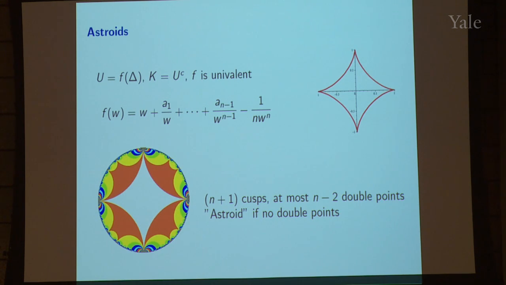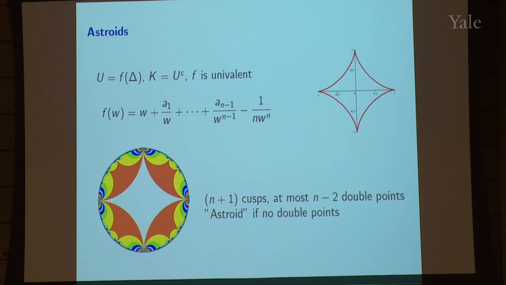So the form is polynomial, but the last coefficient is 1 over n. And if you take the derivative, the last coefficient has modulus 1. And if f is univalent, it means that all roots will be on the unit circle. So the image curve will have n plus 1 cusps. And if there are no double points, then the curve is called an ostroid. So this is an example of an ostroid.